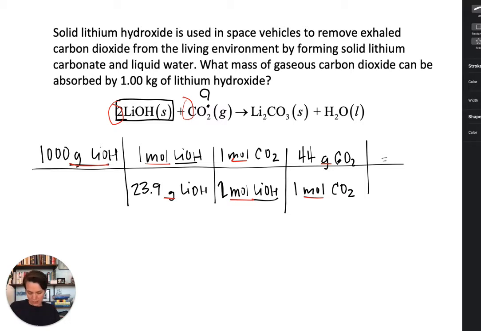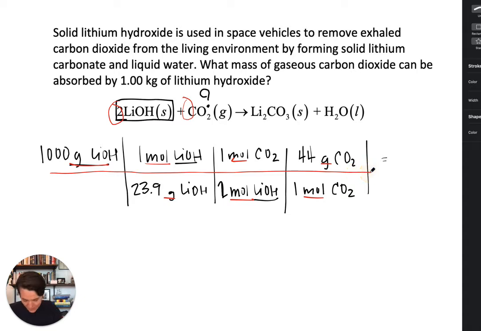All right, so we have 1,000 times 44 divided by the product of 23.9 times 2. So 920.50 grams of CO2. Very cool. This is our answer.